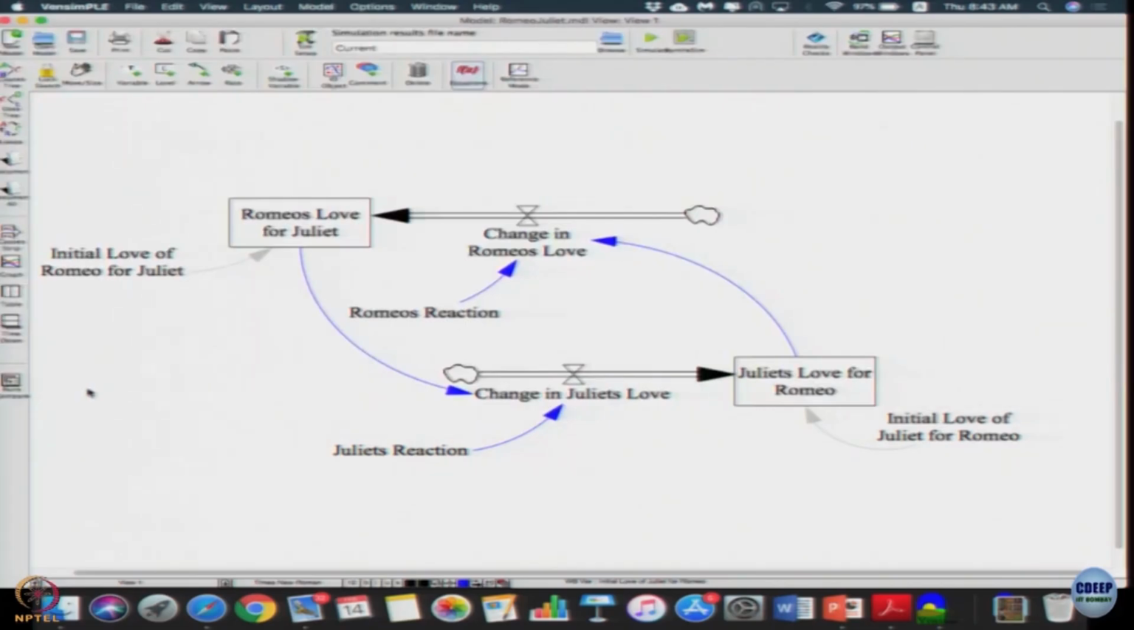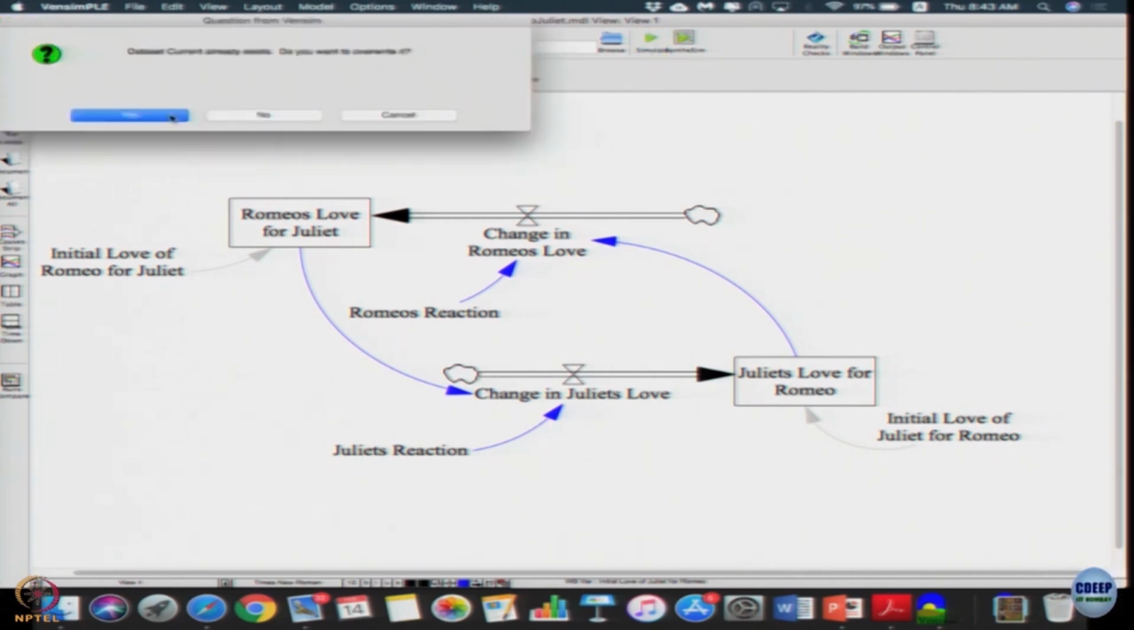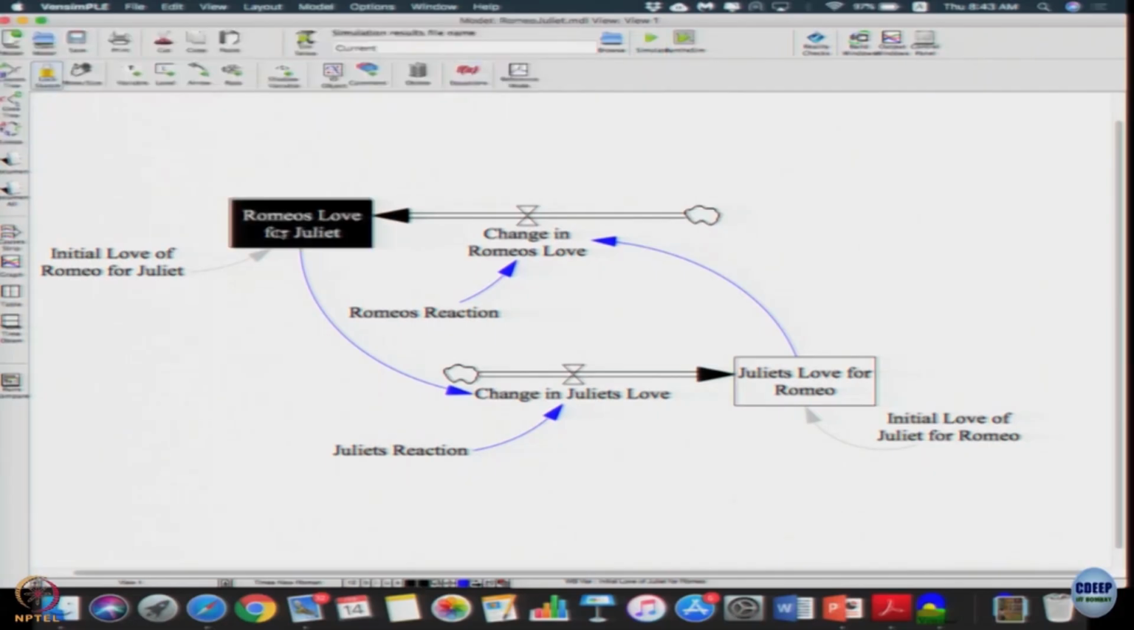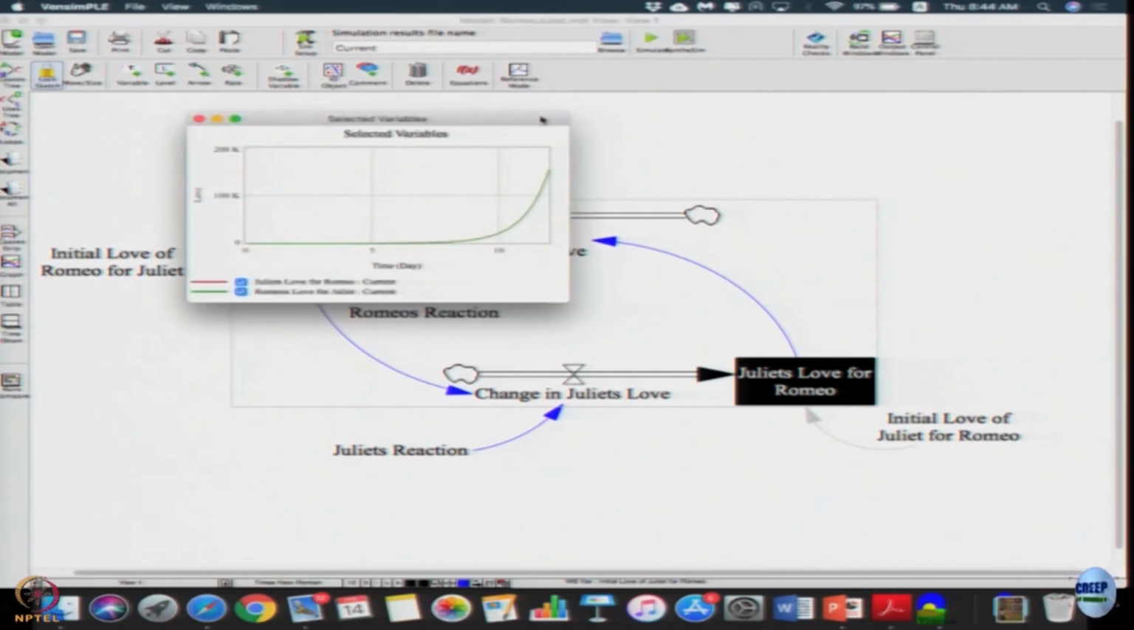So, what we are assuming is when they meet each other first time, sparks fly and they love each other, love at first sight, both sides. Let us go for it. Let us simulate the model, and what do you expect the behavior to be? I am just going to plot the stocks.